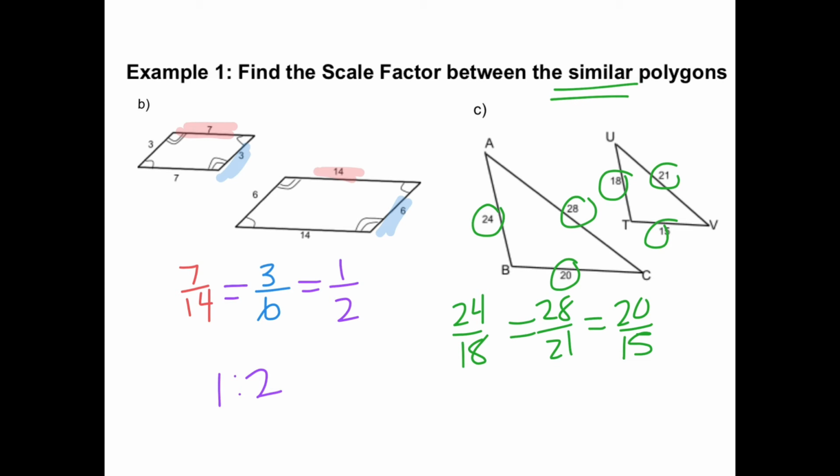And so I'm just going to focus on the fraction that I can answer or simplify quickly without a calculator or worrying much about errors, and that's the one that I'm dividing by 5. So that ratio simplifies to 4/3. So the ratio from triangle ABC to UTV, that scale factor, would be 4 to 3.